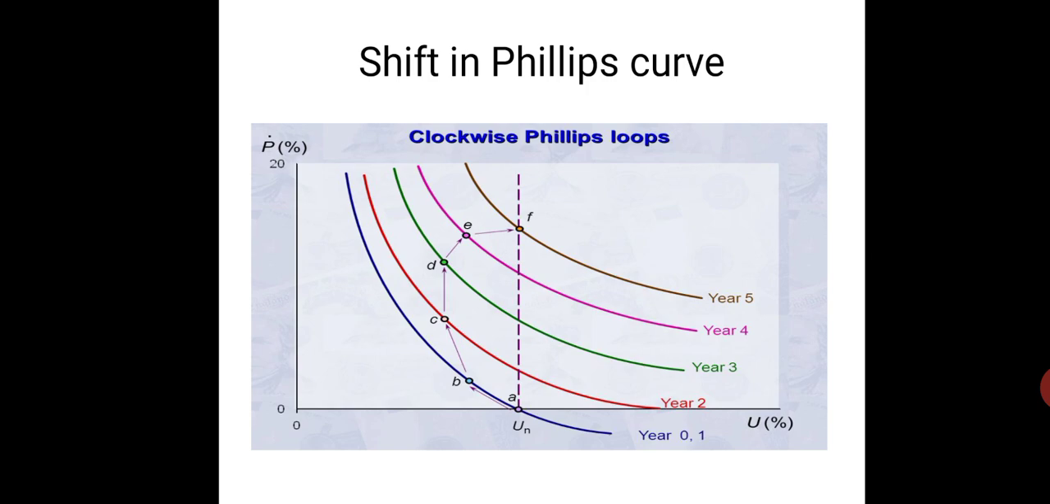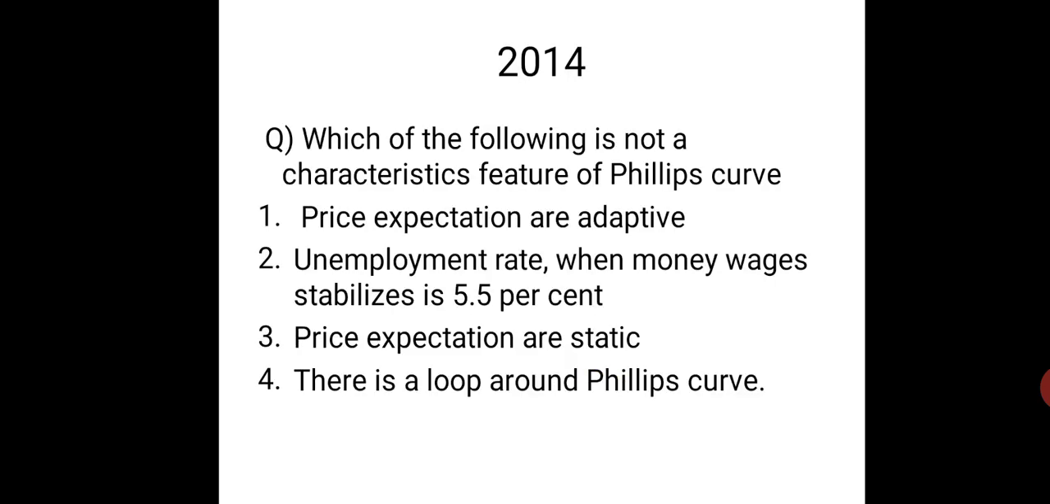So there forms a loop. You can see that from A, B, C, D, E, F, there forms a circular, clockwise loop, where there's a shift in the Phillips curve. So any effort to reduce unemployment will put pressure on price, leading to inflation, which creates a clockwise loop for the Phillips curve, where the Phillips curve shifts to the right, upward. Okay, so that characteristic is also correct.